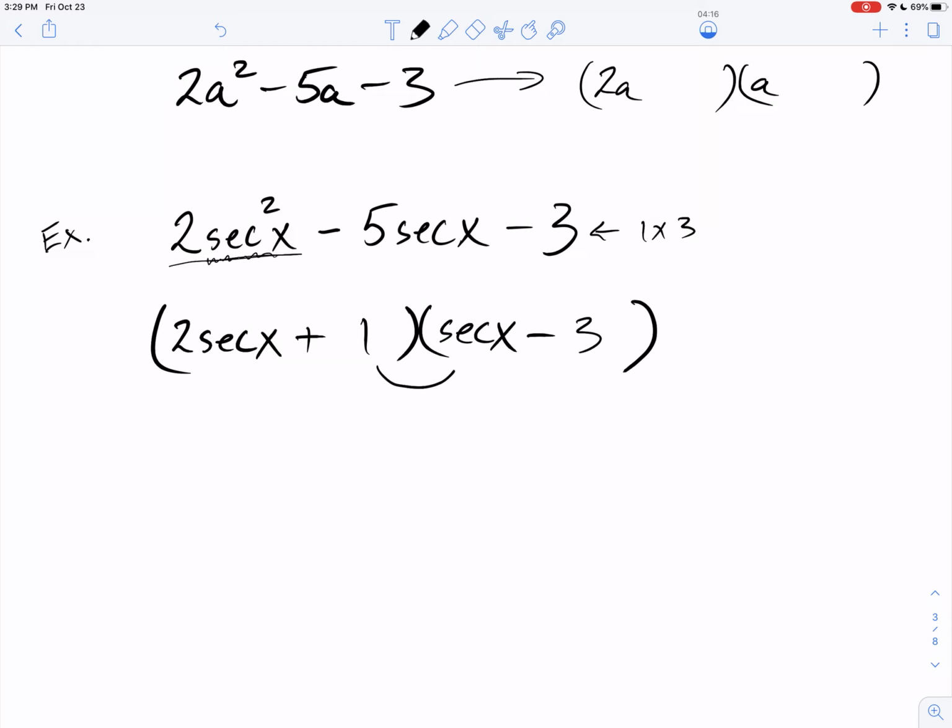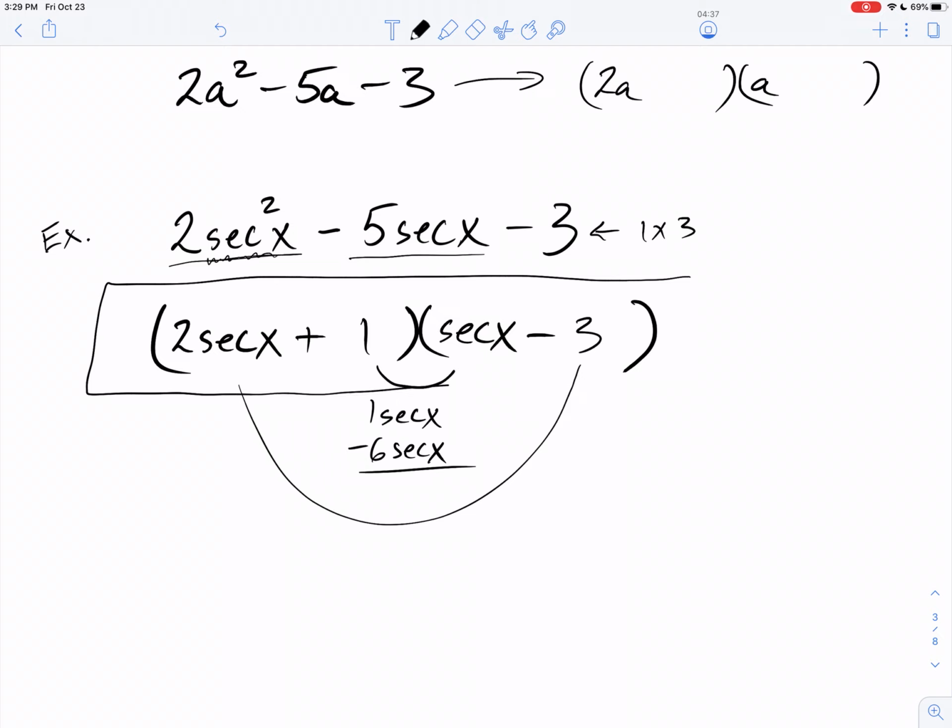1 times secant, that's just secant. Ooh, 2 secant times negative 3 is negative 6 of them. That's what it is. That's how it works. Grand total, 1 secant, take away 6 secant, is negative 5 secant. What? There it is. It's tremendous. Es la verdad. Factoring tricks.